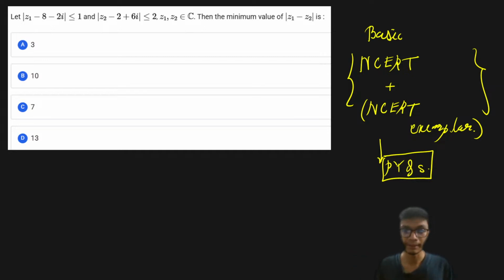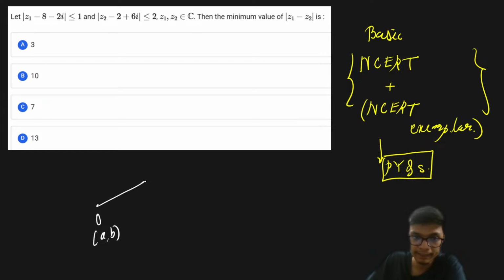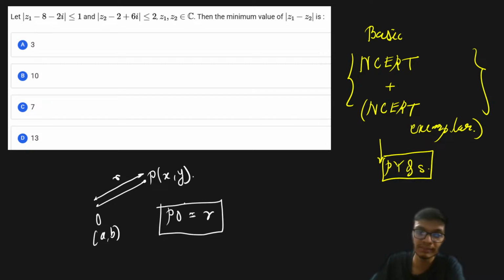Let me tell you about a very interesting locus, that is the circle. If you recall, the center of the circle is the origin O, or maybe some point, let us call that point A comma B, and then we take any variable point x comma y as P, such that the distance PO is always equal to R. Then this particular locus is called a circle.